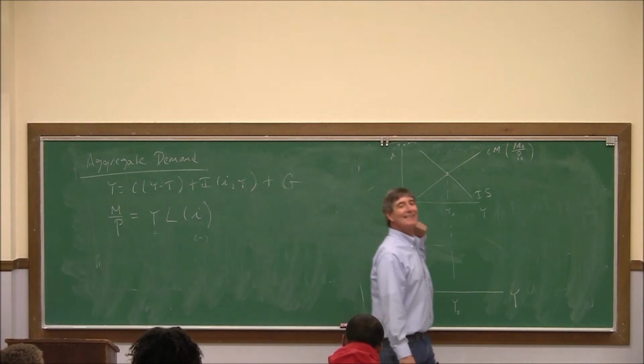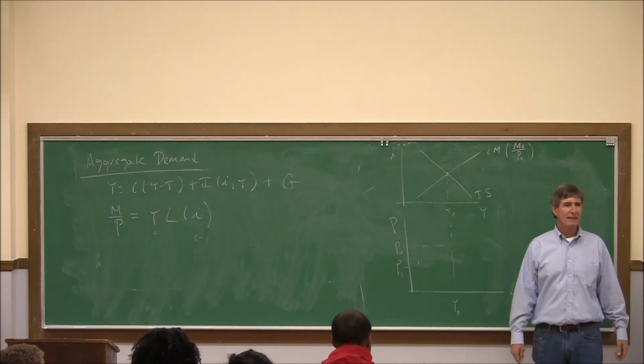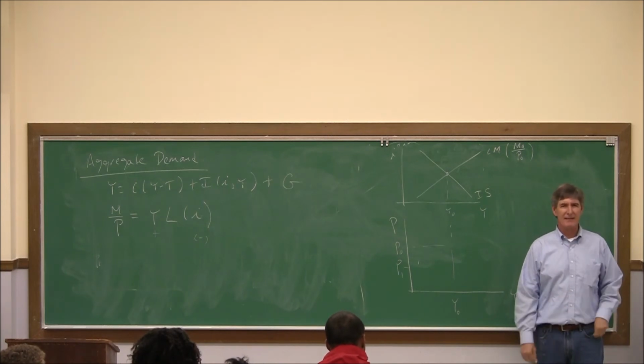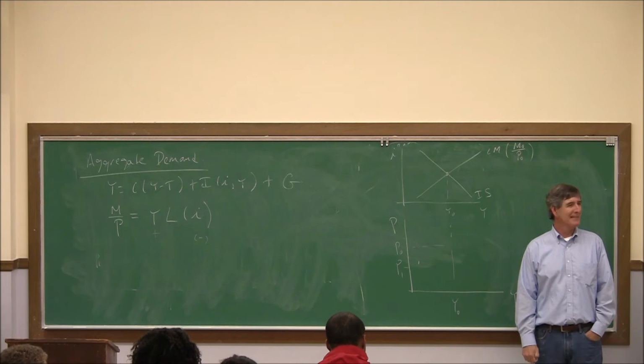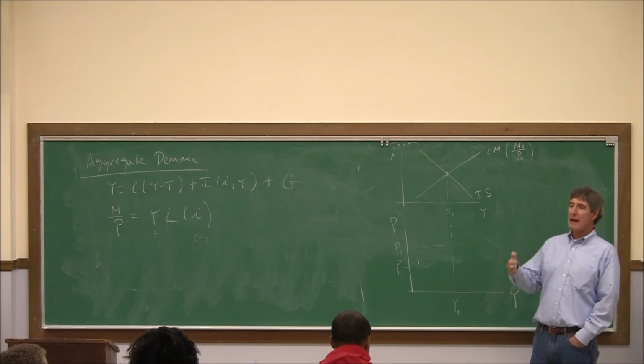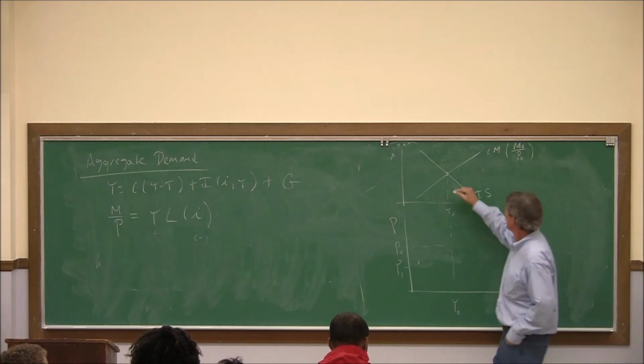In. M over P. Did you say up? Down. Right. Okay. Yeah, I said that. One of us was confused. I'm not sure who it was at this point. But anyway, when P goes up, M fixed, M over P goes down, the LM curve shifts in. So it'll shift.